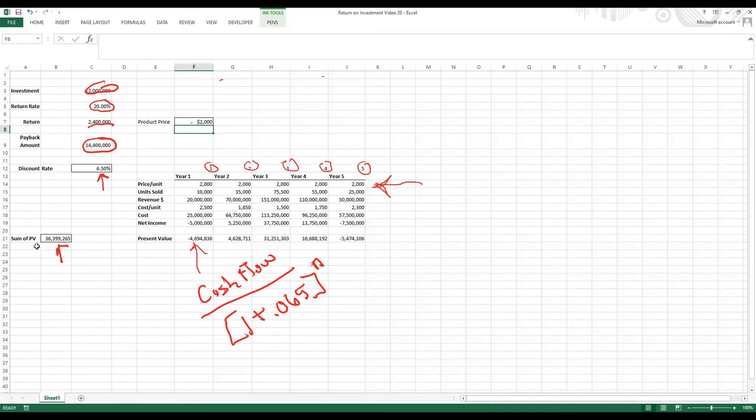The sum of the present values of those net incomes is $36 million, which is a lot more than what we're looking for. So this tells us we can go back with a lower price. So let's put in $1,500.